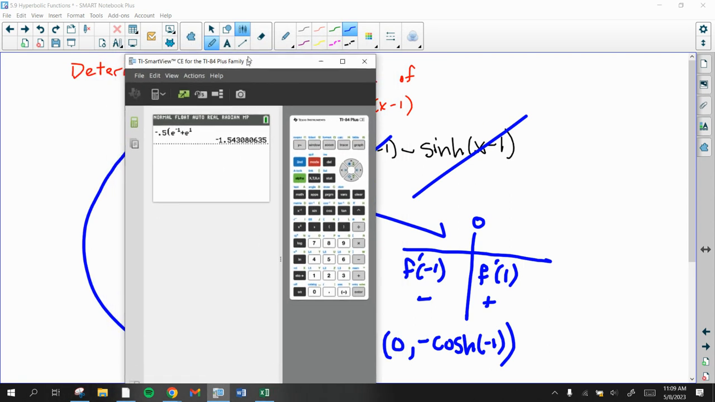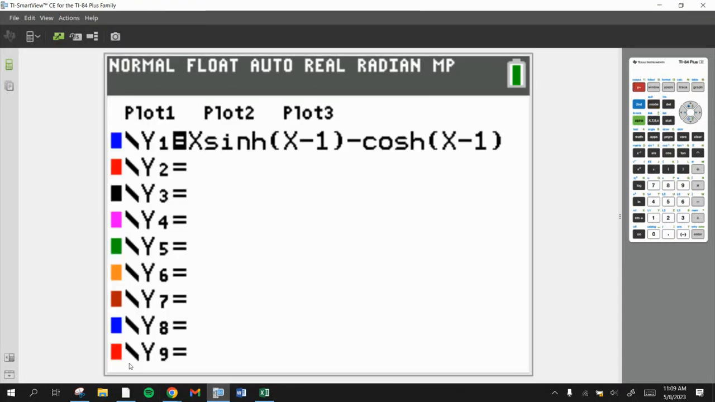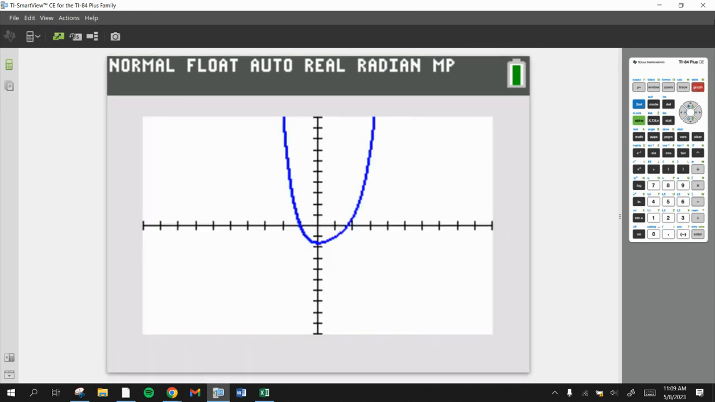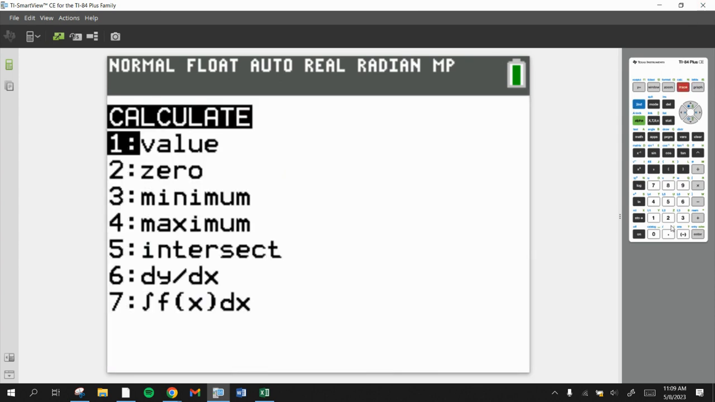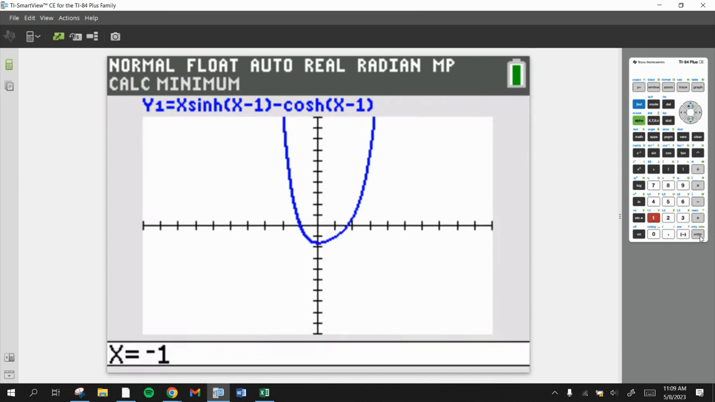I'm going to check this on the calculator. So I'm going to graph the original function. Now you get the hyperbolic sine and hyperbolic cosine from the catalog. Down here, second catalog. And then you can just shortcut it, use your letter key like S to get the hyperbolic sine quickly. But anyhow, the graph looks like this. It does have a minimum. It looks like it's at 0. So second calc minimum, left bound negative 1, right bound positive 1.